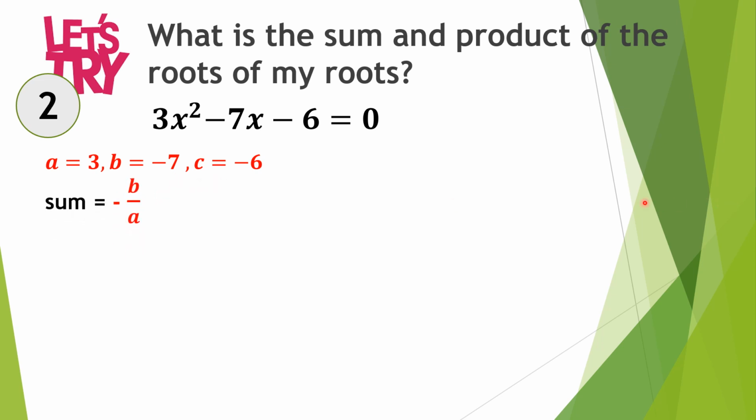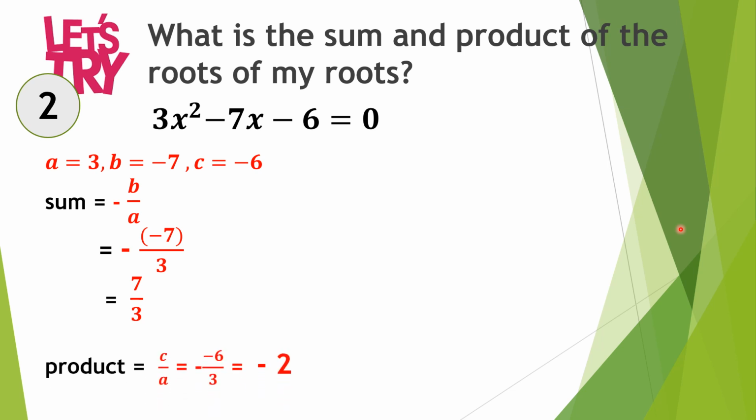So for us to get the sum of the roots, the formula is negative b over a, and b is equal to negative 7, and a equals 3. So negative 7 times negative equals positive 7 over 3. So meaning the sum of the roots is equal to 7 over 3. See? And the product of the roots, defined by c over a, equals negative 6 divided by 3 equals negative 2. So, yun na.